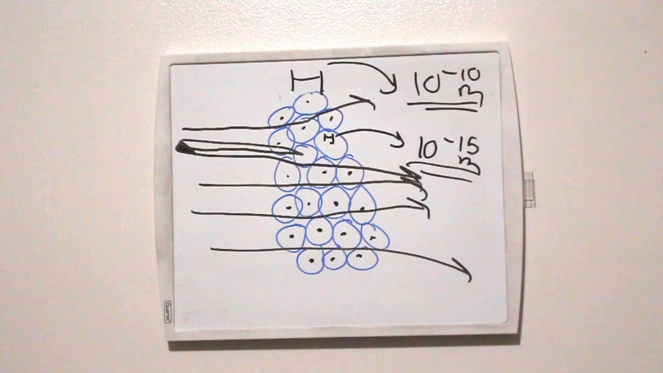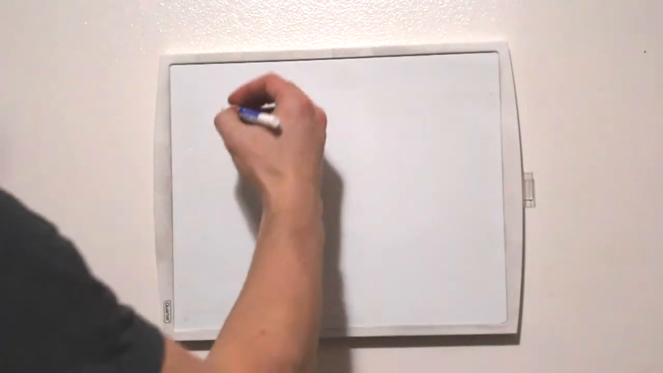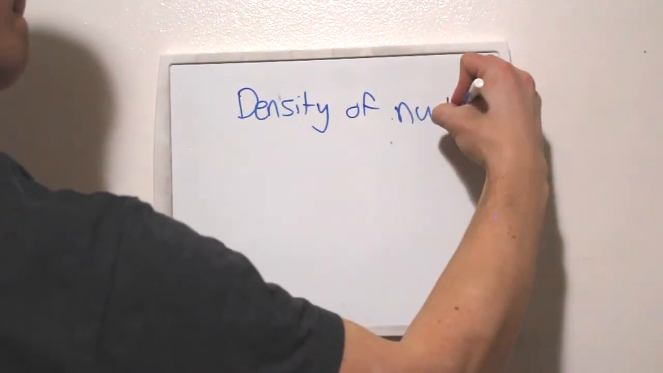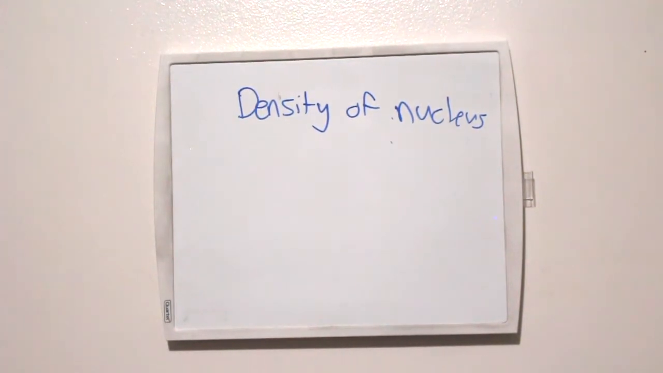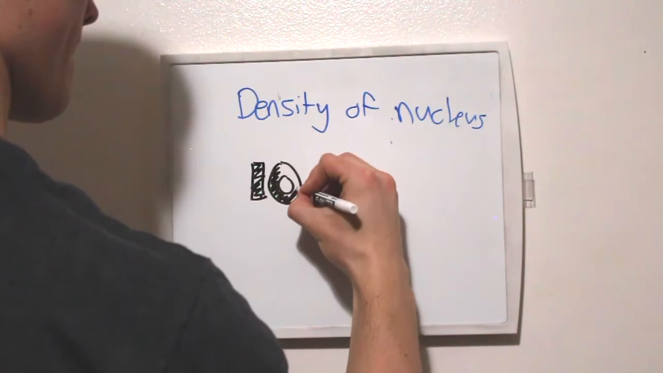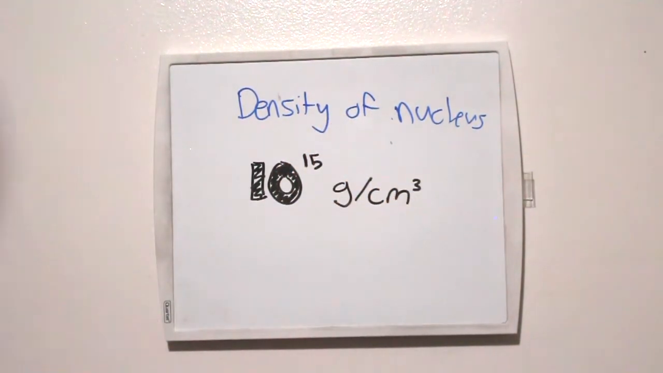What they ended up finding as a result of these experiments was that they had this positively charged mass in the middle of the atom that was very, very small, almost 100,000 times smaller than the atom itself, but with a huge density of 10 to the 15th grams per centimeter cubed.